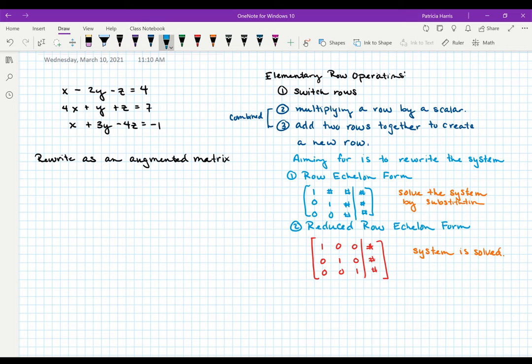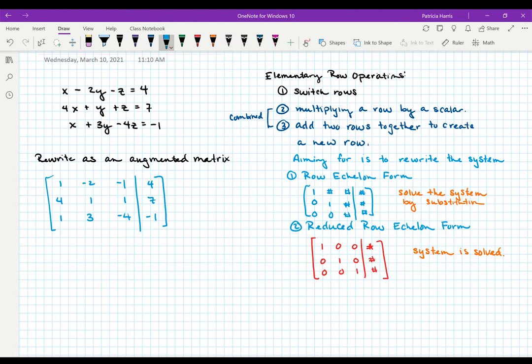Okay, so we're going to get rid of all the variables and such. I like to use a line, but you don't have to. Some people use dots. Okay, so there's our augmented matrix.